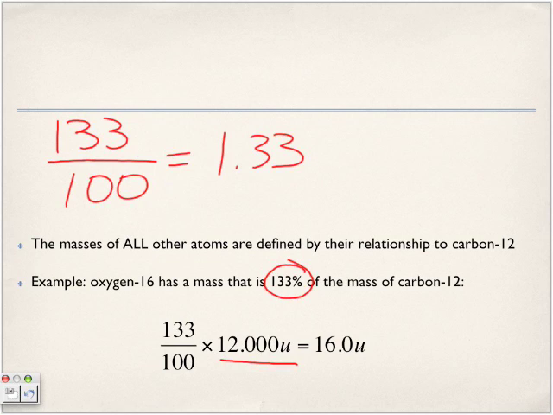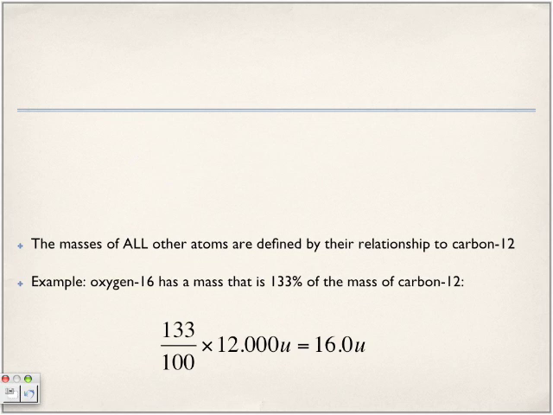So we get 1.33 times 12.000 u. What's that the atomic mass of? Carbon. But we said that oxygen is 133% of the mass of carbon. So we multiplied 1.33 by 12.000 u, and we get 16.0, which represents the atomic mass of oxygen. So we're going to be doing calculations like this. We have the percentage of oxygen that is related to carbon's atomic mass, and we found out what the atomic mass actually was.